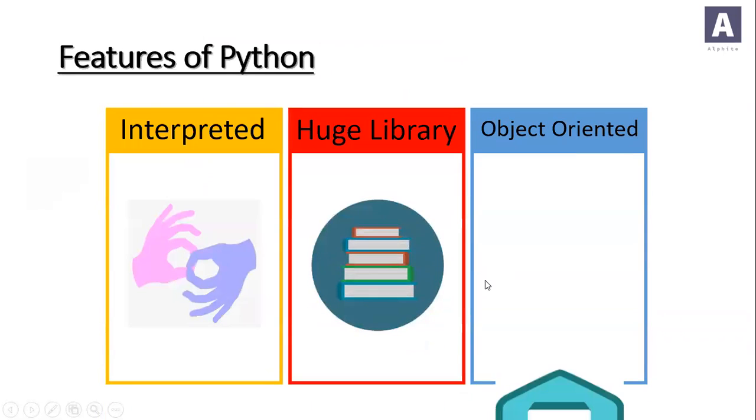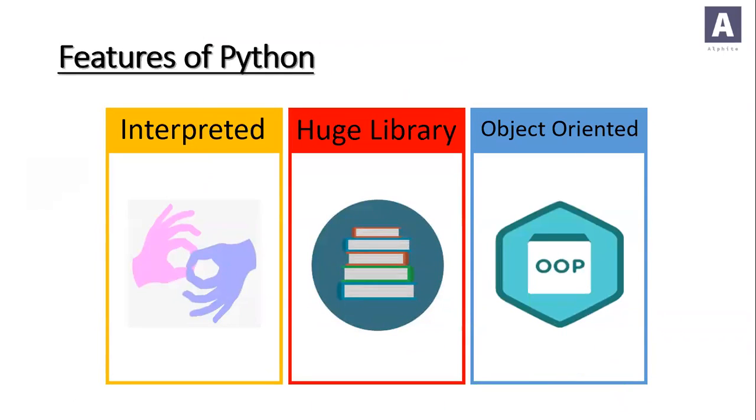So the next features are that it's an interpreted language, it has a huge library, and it is object oriented, right? So what is meant by interpreted? I have just mentioned that it is not a compiled language; it interprets line by line until it runs the program, right? Then coming to the huge library, it has a huge library set so that you can look at the libraries and do your work instead of building it from very basic scratch.